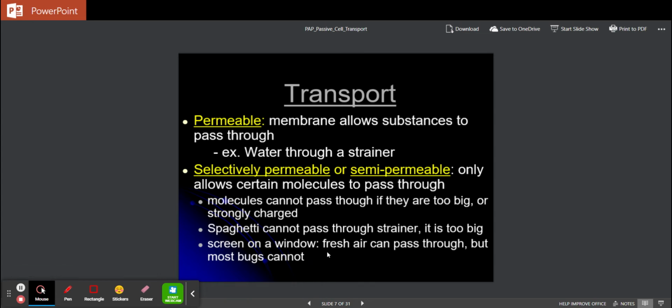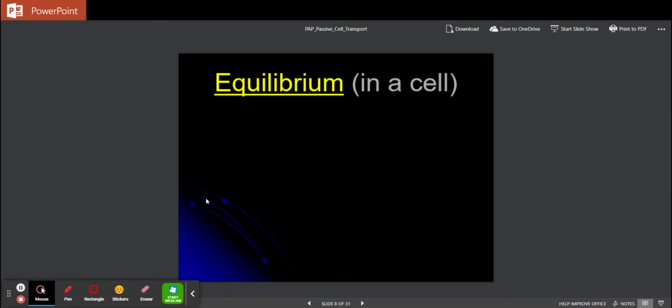A screen on a window, fresh air can pass through, but the bugs cannot. You can look at your window and see most bugs cannot pass through. However, fresh air obviously can.